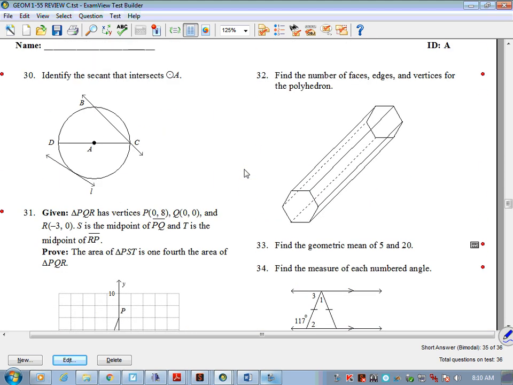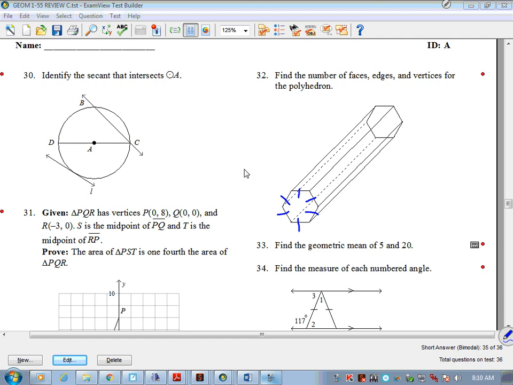All right, let's come back up to question 32. We're getting here towards the end. Yay! This is lesson 49, Introduction to Solids. We've seen a question like this. Find the number of faces, edges, vertices for the polyhedron. First thing I'm going to do is count the number of sides. 1, 2, 3, 4, 5, 6. All right, I've got 6 sides. That's going to help me out with the rest of this.